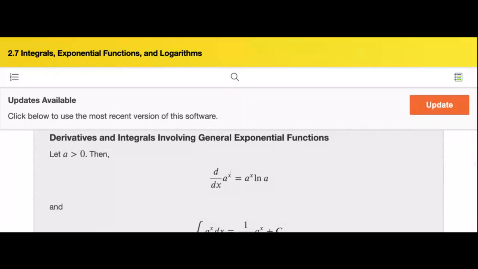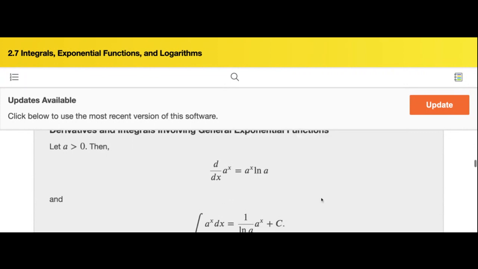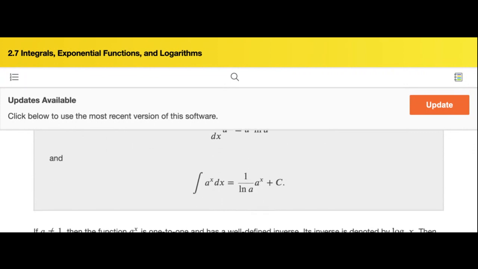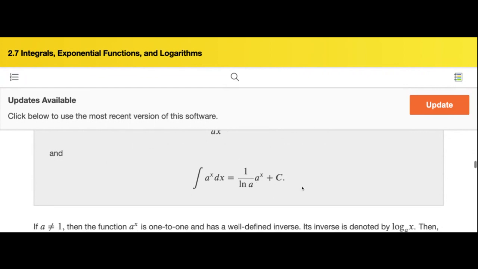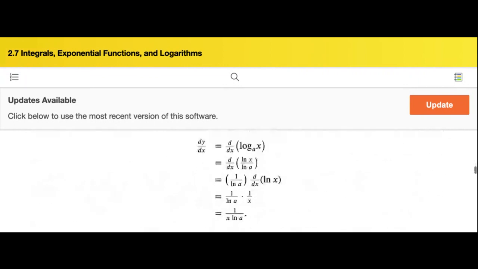So when we differentiate any exponential term like this, we get the exponential term itself multiplied by the natural log of the base. And we can take an integral. The integral of a to the x is 1 over ln a times the exponential term, plus a constant. All right, let's see some examples.